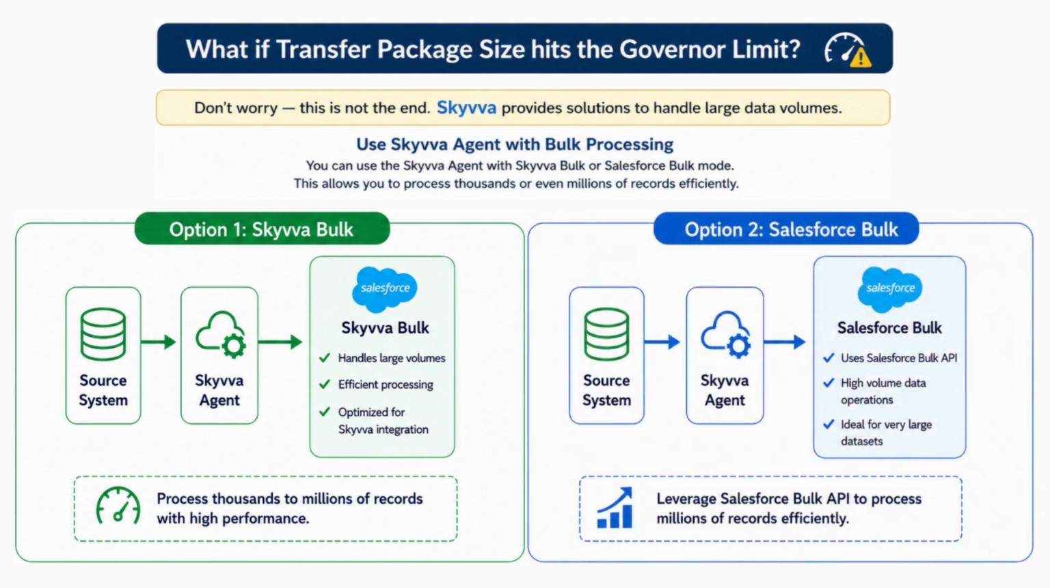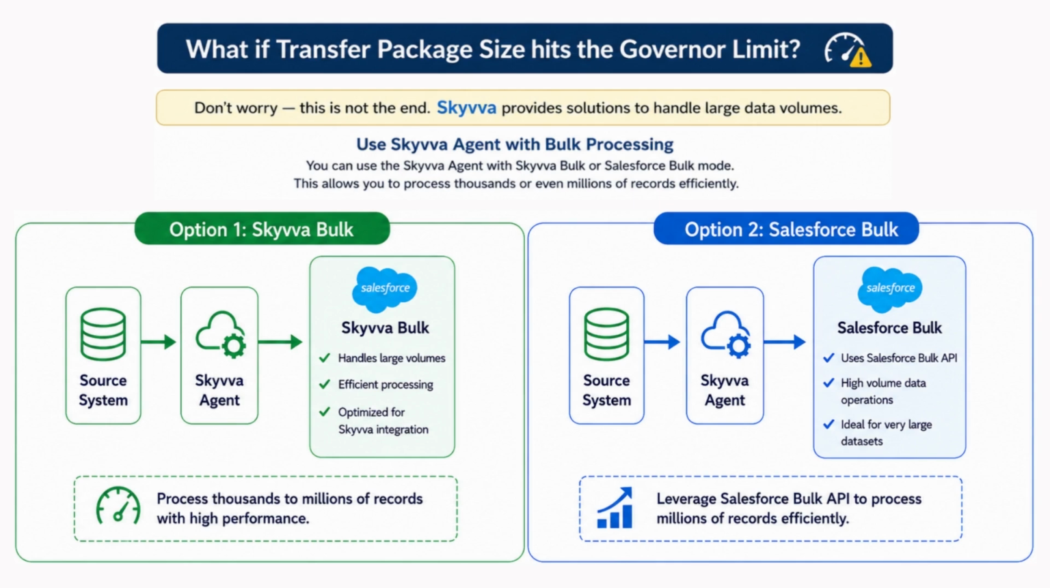Option 2. Salesforce Bulk Mode. On the right side, we have Salesforce Bulk Processing. Flow. Source system. SKYVVA agent. Salesforce Bulk API. Key benefits. Uses Salesforce Bulk API. Designed for very large datasets. High-volume data operations. This option is useful when we want to rely on Salesforce's native bulk processing capabilities.